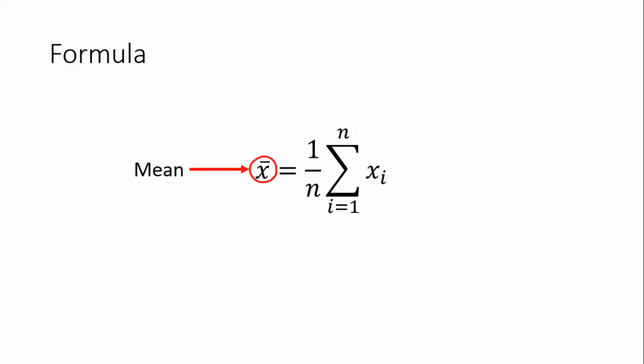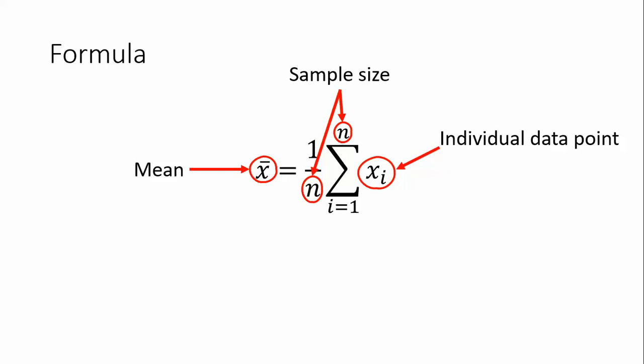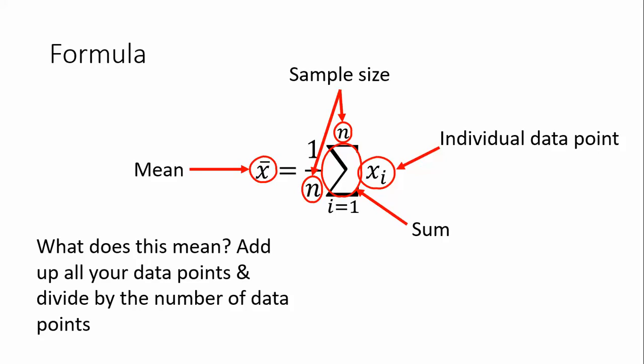X bar is the mean, and n represents your sample size, so how many data points you have, how many measurements you took. Xi is a stand-in for each individual data point. So what they're basically saying is that you have X1, your first data point, X2, your second data point, X3, your third data point, all the way to Xn, which would be your last data point. And so that giant E is sigma, it's a Greek letter, and we use it to represent sum, or adding all of them up.